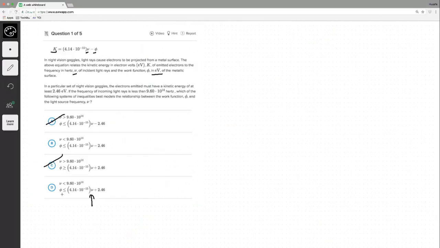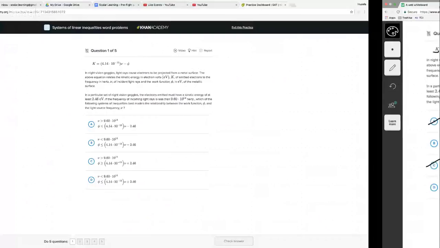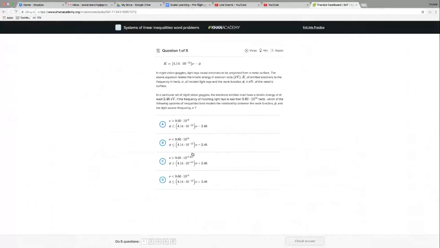This one's pretty tricky. I'm kind of rolling towards D because it looks like this would be our starting point, our starting constant. It's got to be at least 2.46, but then this part is kind of tripping me up. So I'm honestly not totally sure. Let's go to the explanation. I'm going to go with D, but I'm a little thrown off by this. This is a really confusing one for me.